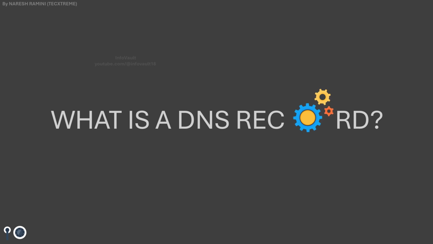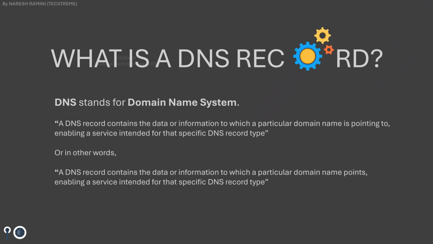So, what is a DNS record? DNS stands for Domain Name System. A DNS record contains the data or information to which a particular domain name is pointing to, enabling a service intended for that specific DNS record type. Or in other words, a DNS record contains the data or information to which a particular domain name points, enabling a service intended for that specific DNS record type.